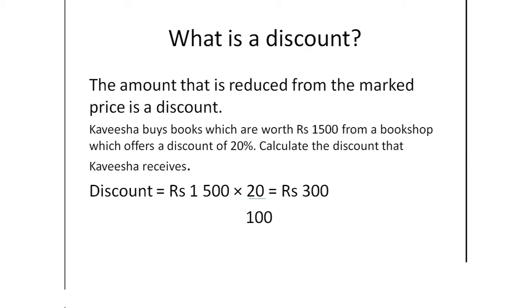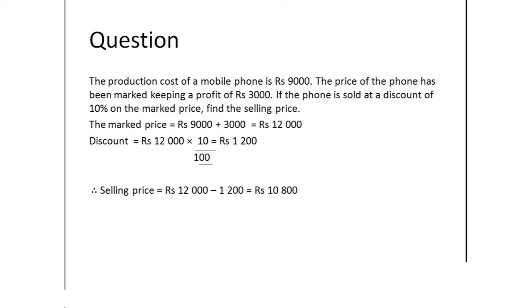So calculate the discount that Kavisa received. You know that it is 20% of 1500 rupees. 1500 rupees into 20%, so 1500 into 20 over 100. 20% of 1500 rupees means multiplication. 1500 into 20 over 100 is 300 rupees.